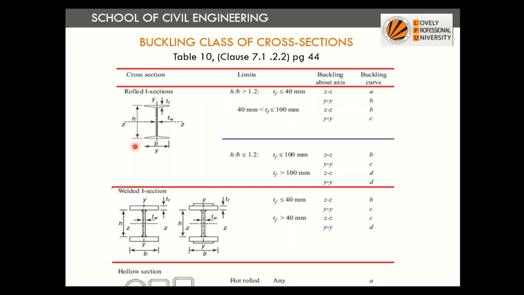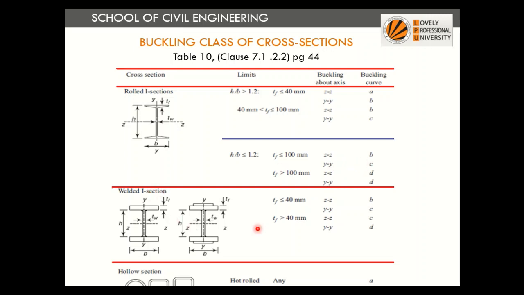H is the overall height of the rolled section. What is b? It is width of flange. So you divide this h by b, the ratio. If it is greater than 1.2, then buckling class about z-axis will be a and buckling class about y-axis will be b. Suppose the ratio h by b is less than or equal to 1.2, then buckling class about z-axis will be b and buckling class about y-axis will be c.